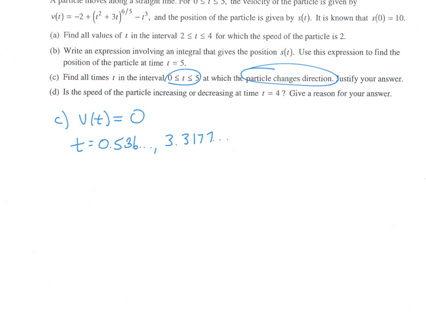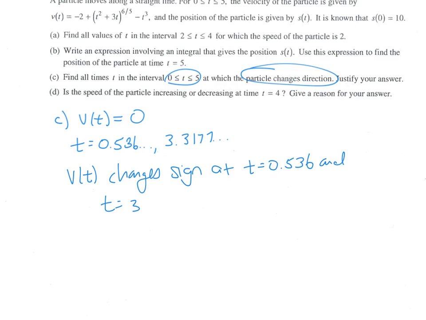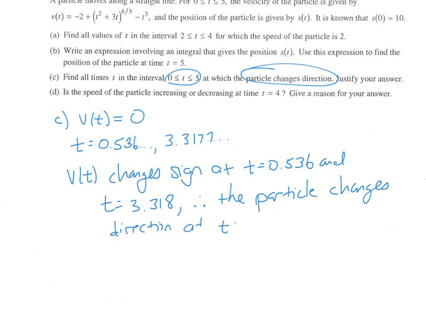So you can take a look at your velocity graph, and you're going to see that v of t does change sign at these two values. So we'll say, therefore, the particle changes direction at these two places.